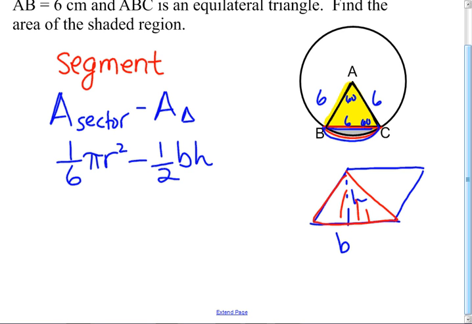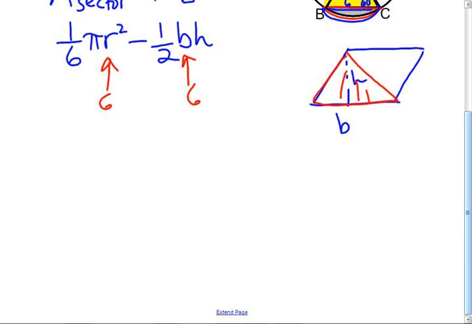Oh, guess what? I do know the radius. What's the radius? I know the radius. Do you? Okay. What's the base of my triangle? 6. What's the thing I don't know? The height. So I'm going to take that triangle out and draw it bigger because I don't have enough room. I think so. This is 6.